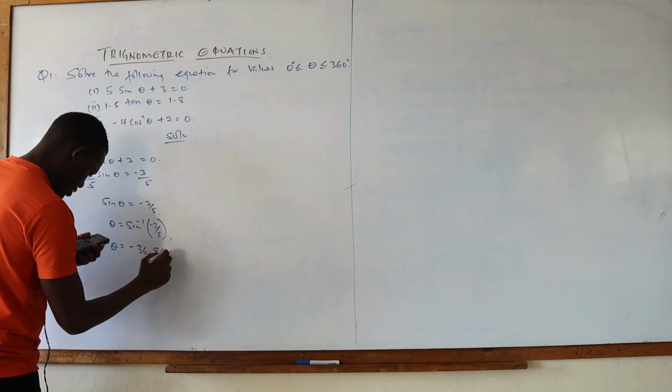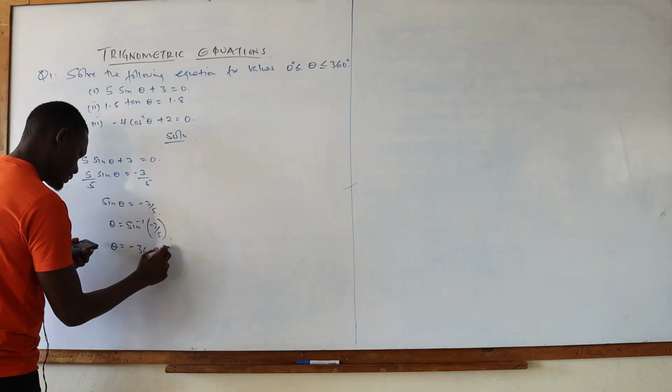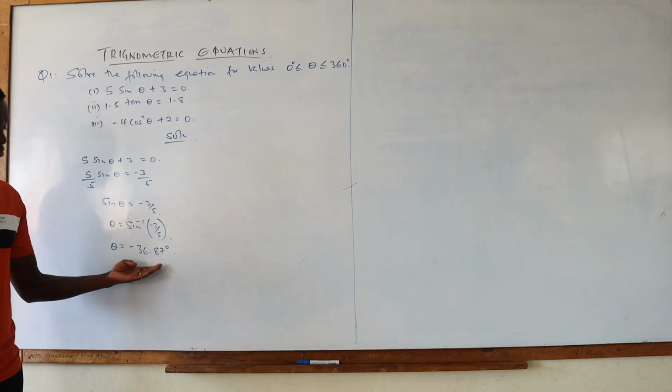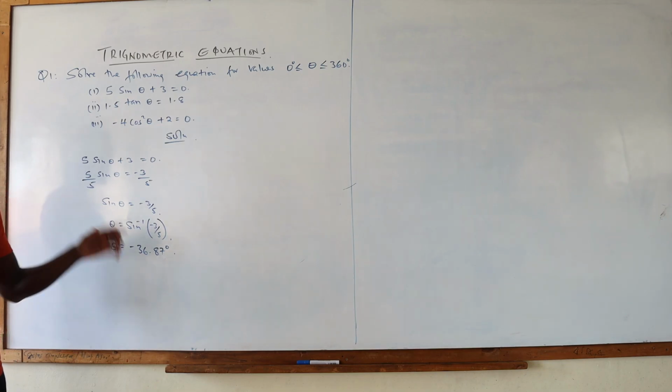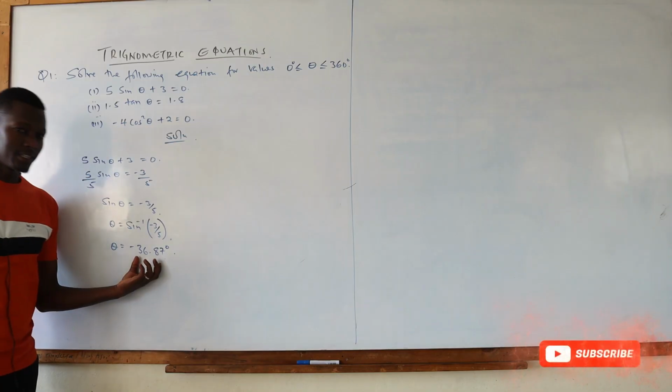36.87, when you round it off, 7 degrees. Now, your value is negative 36.87 degrees, but you need values between 0 and 360 degrees. So first of all, this one is a negative.